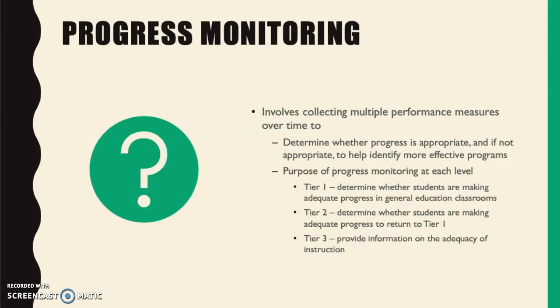So progress monitoring. It involves collecting multiple performance measures over time to determine whether progress is appropriate and, if it's not appropriate, to identify more effective programs. Purpose of progress monitoring at each level: there are 3 tiers. Tier 1, determining whether students are making adequate progress in general education classrooms. Tier 2, determining whether students are making adequate progress to return to Tier 1. Tier 3, providing information on the adequacy of instruction.